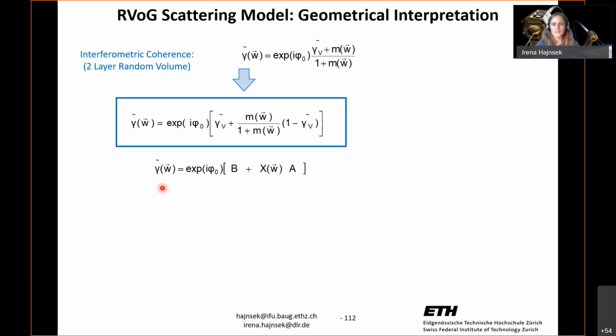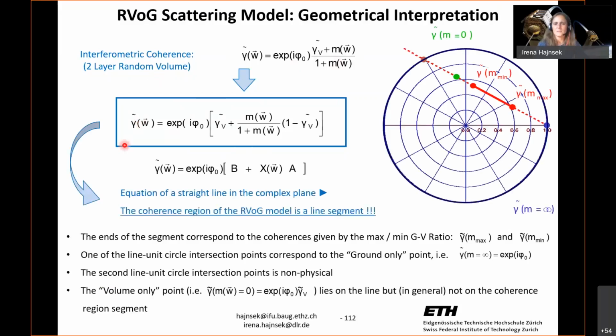Okay, what I would like to do now is to go a little bit into the interpretation of our interferometric coherence of a two-layer random volume over ground model. If we look a little deeper at this interferometric coherence as we know it, where we have an exponential gamma volume and the ground to volume ratio, then we see very quickly that this equation corresponds to an equation describing a straight line in a complex plane. So that's very interesting.